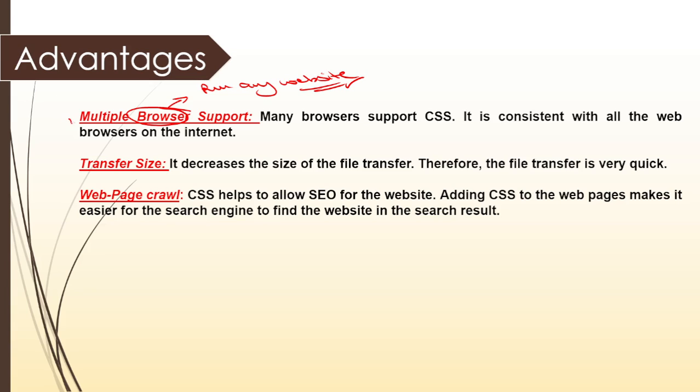Multiple browser support means many browsers support CSS, and it is consistent with all the web browsers on the internet. So this is a major and very important advantage of using cascading style sheets, that whenever we run CSS on any browser, it helps the web page run very smoothly. We can run any web page very smoothly on any web browser if we use cascading style sheets. Next important advantage is transfer size.